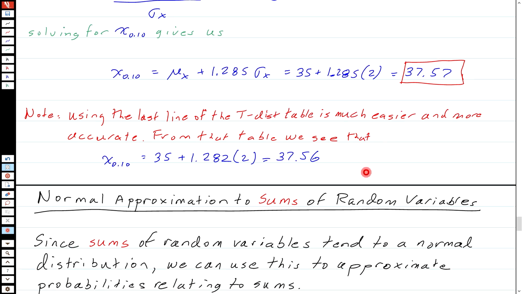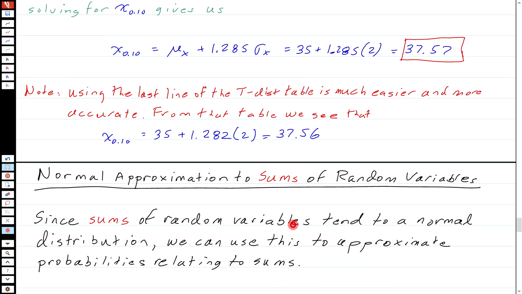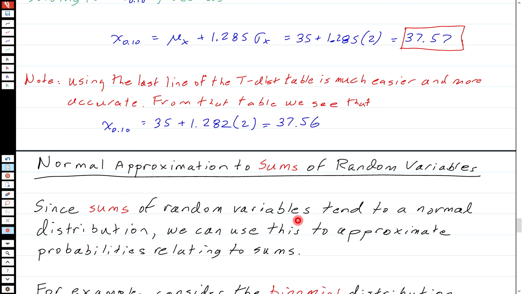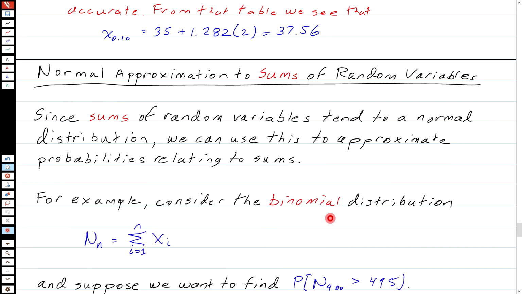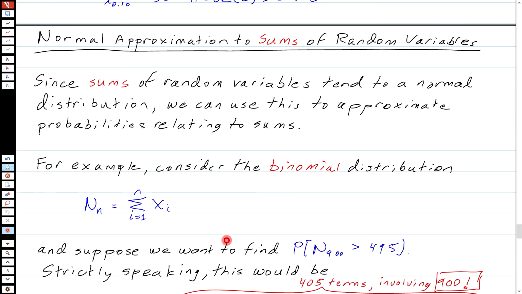Okay, so back to normal approximations to sums of random variables. This is again the idea of the central limit theorem, and we can use it to approximate probabilities relating to sums. For example, we saw earlier that the binomial distribution is the sum of a series of Bernoulli trials, the sum for i equals 1 to n of xi, and suppose we want to find the probability that N900 is greater than 495.